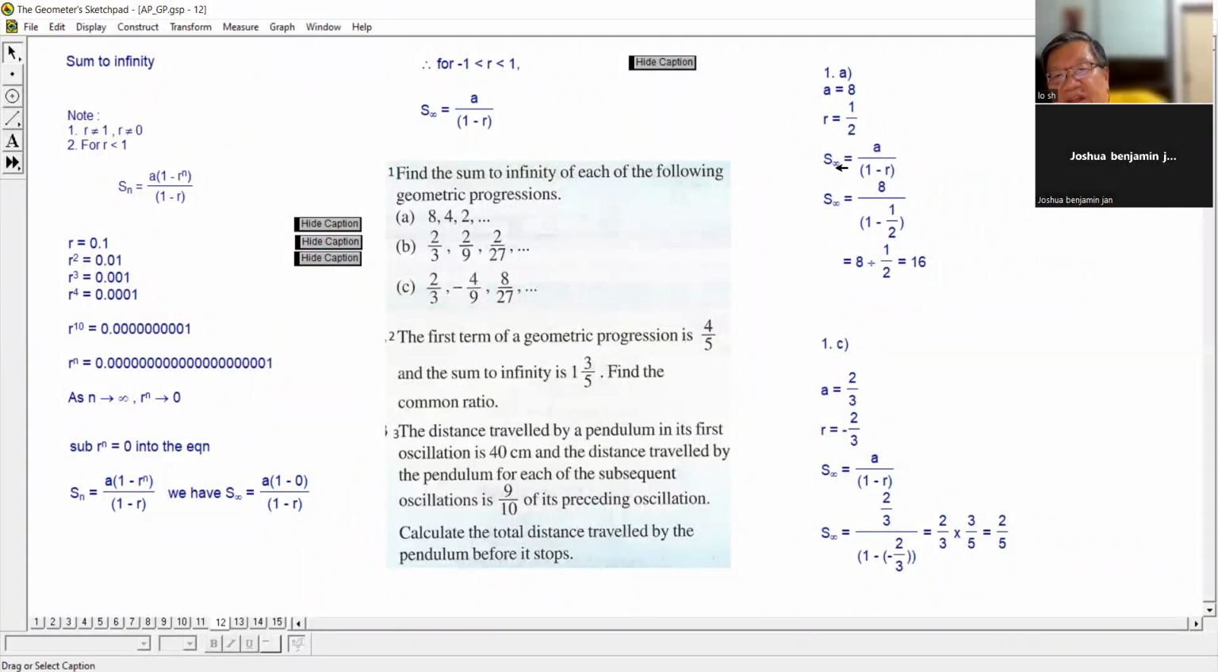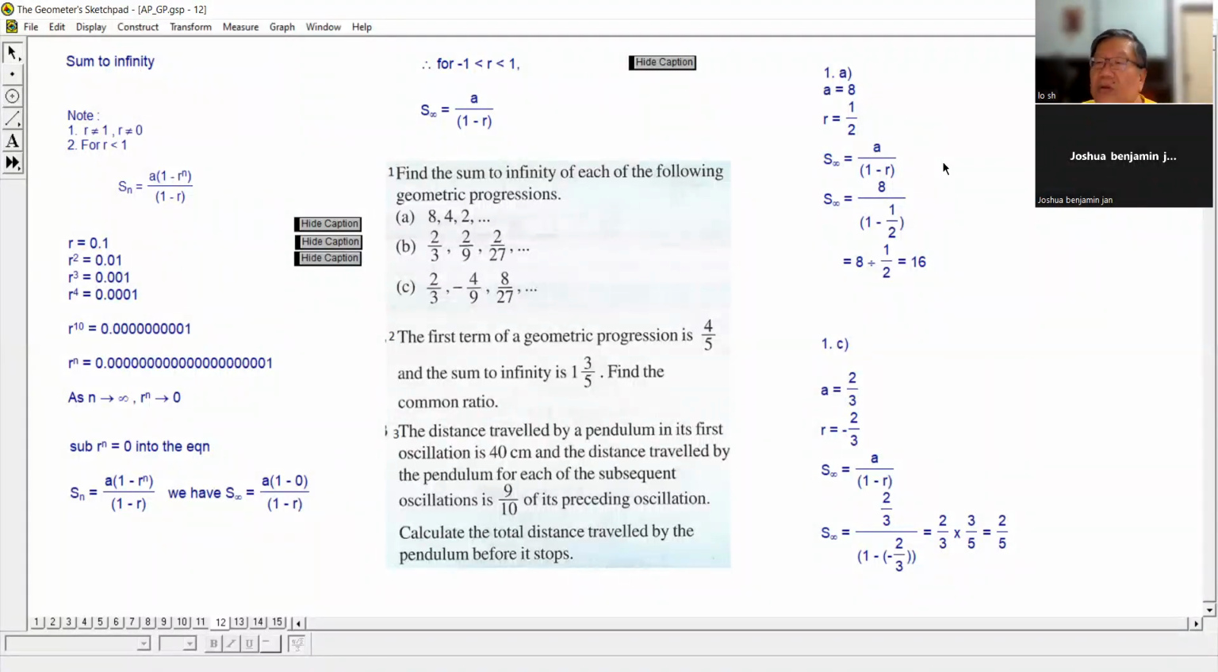So what is S infinity? a over 1 minus r. So it becomes 8 over 1 minus 1 over 2, because 1 minus half is 1 over 2. So it's 8 divided by 1 over 2. 8 divided by 1 over 2 is 16. So it means that if you add up all these numbers from 8 until a very, very big number, you will get 16.